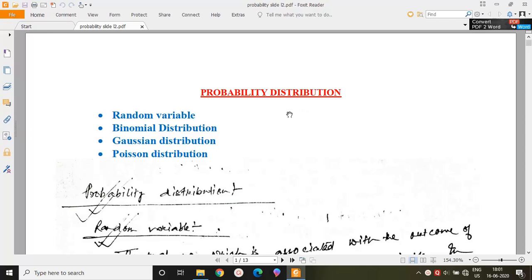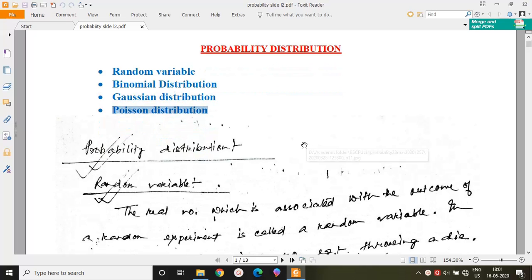Dear students, today in this particular lecture, we are going to discuss probability distributions. When you want to learn probability distribution, you have to learn some concepts. So the concepts which we are going to discuss here are random variable, binomial distribution, Gaussian distribution, and Poisson distribution. One of the fundamental things in probability distribution is the concept of random variable.